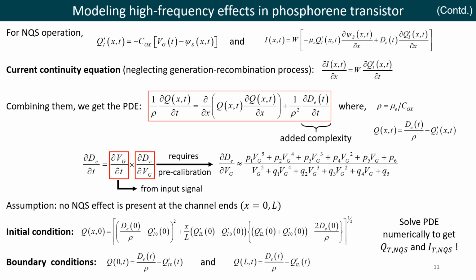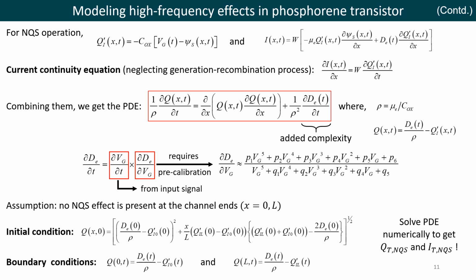We tackle this problem by rewriting this ∂D/∂t term as ∂D/∂t equal to ∂Vg/∂t into ∂D/∂Vg. This ∂Vg/∂t part we can easily obtain from the derivative of the input signal waveform, but the ∂D/∂Vg term requires a pre-calibration. We did the same using a fifth order rational polynomial function as noted here.